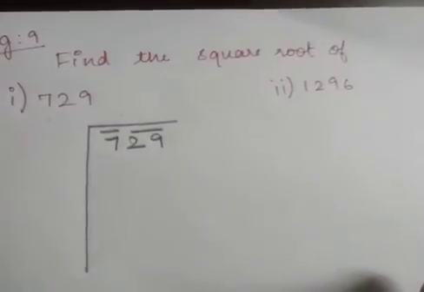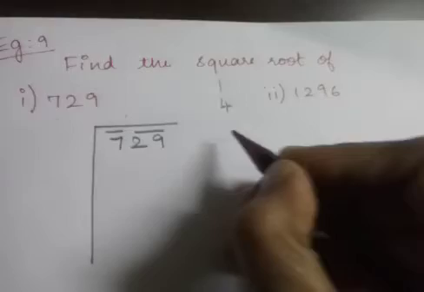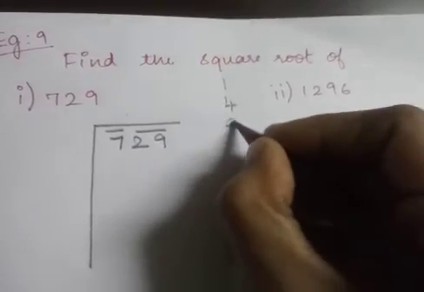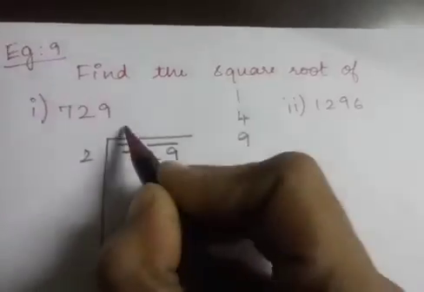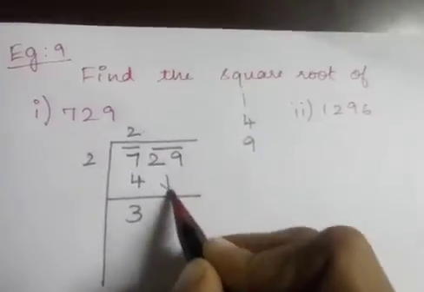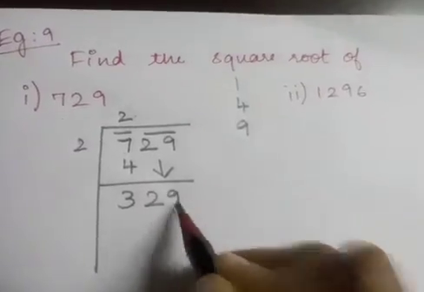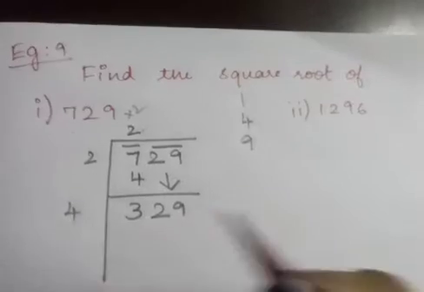Yes. Now 1 one is 1. 2 twos are 4. 3 threes are 9, which is greater than 7. So what will you do? 2 twos are 4. Remainder 3. Bring both down. 329. Next, 2 twos are 4.